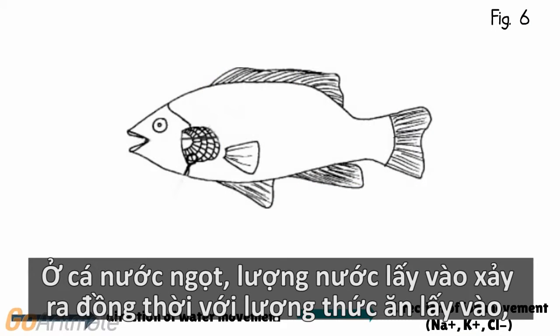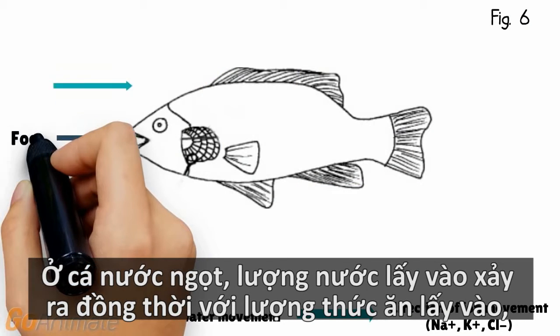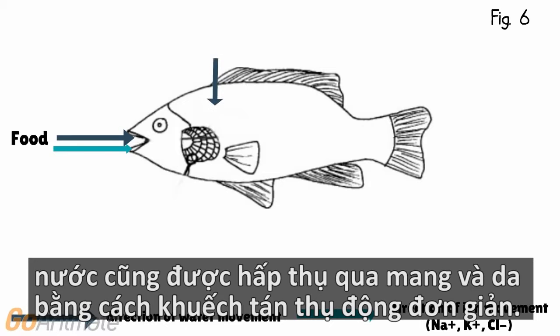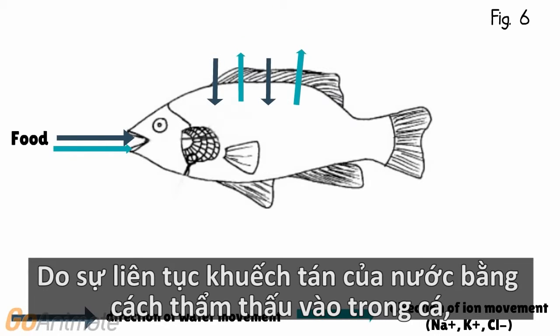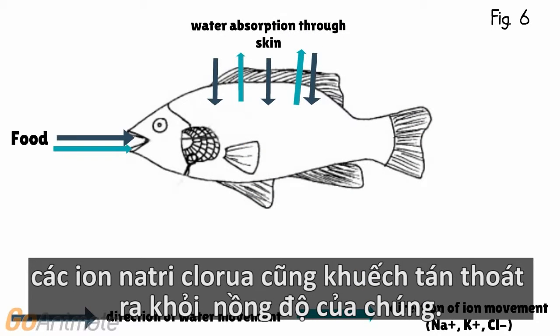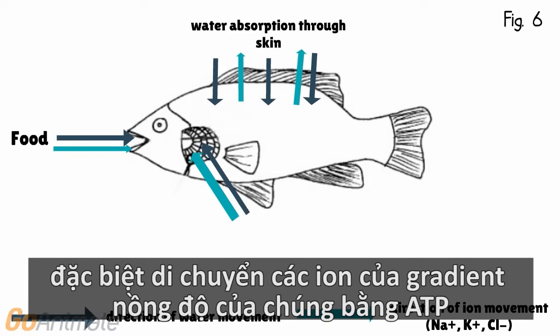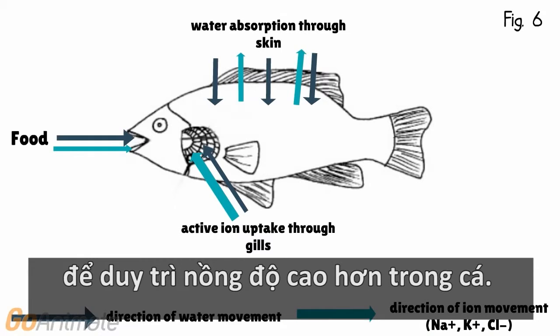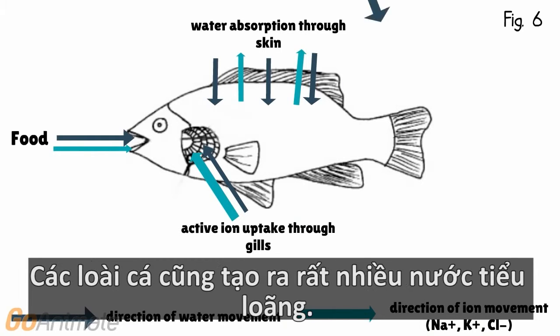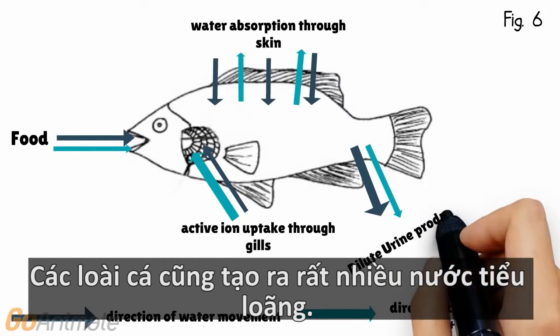In freshwater fish, water intake happens along with food intake. The water is also absorbed through gills and skin by simple passive diffusion. Because of the continued diffusion of water by osmosis into the fish, sodium and chloride ions also diffuse out of the fish down their concentration gradient. Special cells in the gill lamellae contain sodium and chloride pumps. There are special enzymes to move the ions up their concentration gradient by ATP to maintain their higher concentration in the fish. The fish also produce a lot of dilute urine.